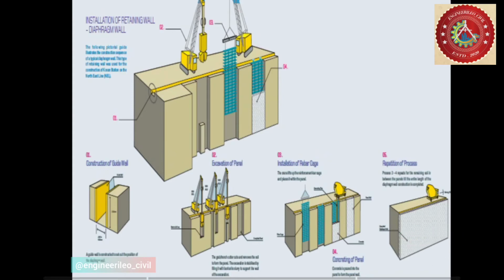In the main figure you can see number 1 point, guide wall has been added. Number 2 point, excavation of panel has been started. Number 3 point, the cage has been installed. Number 4 point, concreting is done. And number 5, it's not a point, it's saying that the process will be done repeatedly.